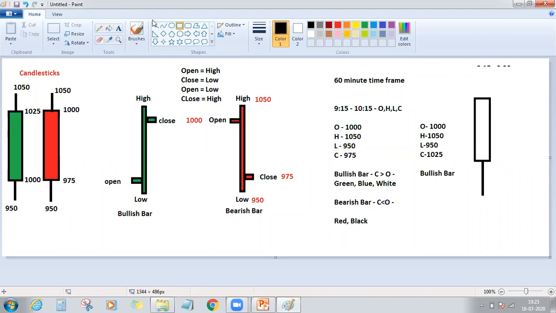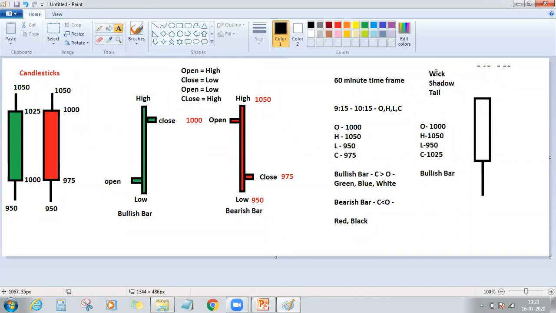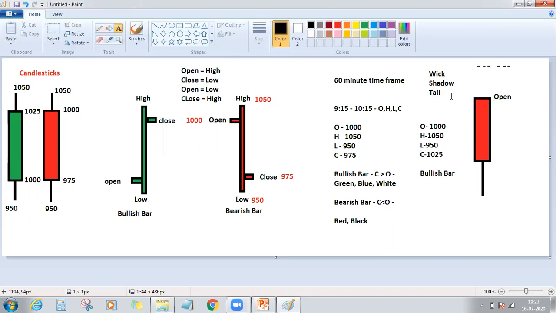Now this lower line and upper line, there are different names to it. You can call it a wick, or you can call it a shadow, or you can call it a tail. These are the three names that are given to this bottom line and the top line. So we were discussing this open is equal to high. In that case, the body will be red in color, and here itself you will write the open price, and there itself you will write the high price as well, because both the prices are the same.